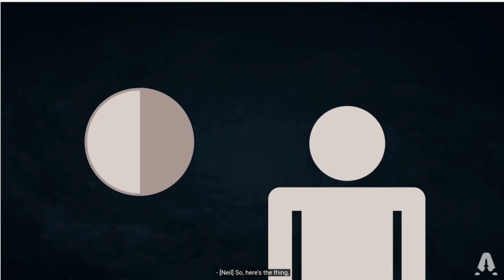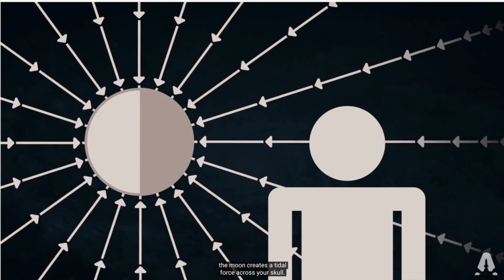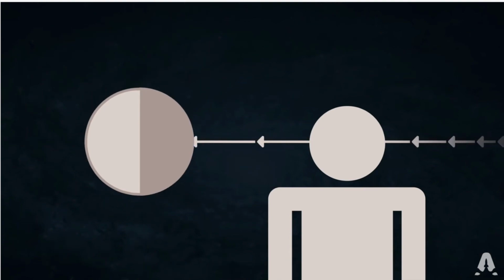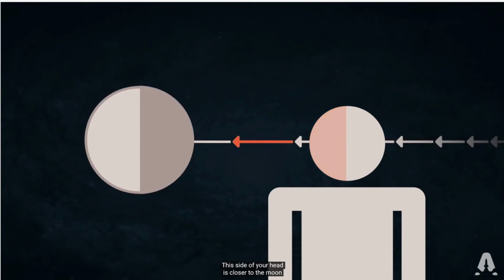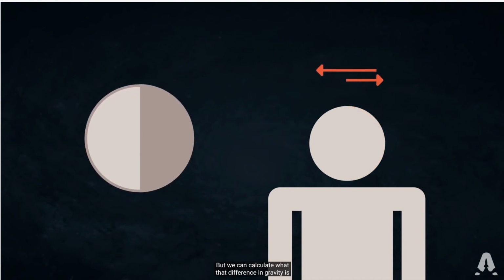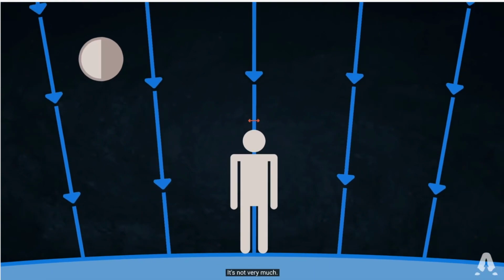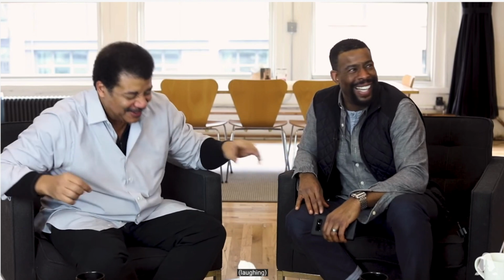So here's the thing. The moon creates a tidal force across your skull. Across anything. This side of your head is closer to the moon than this side of your head. But we can calculate what that difference in gravity is across your head. It's not very much.